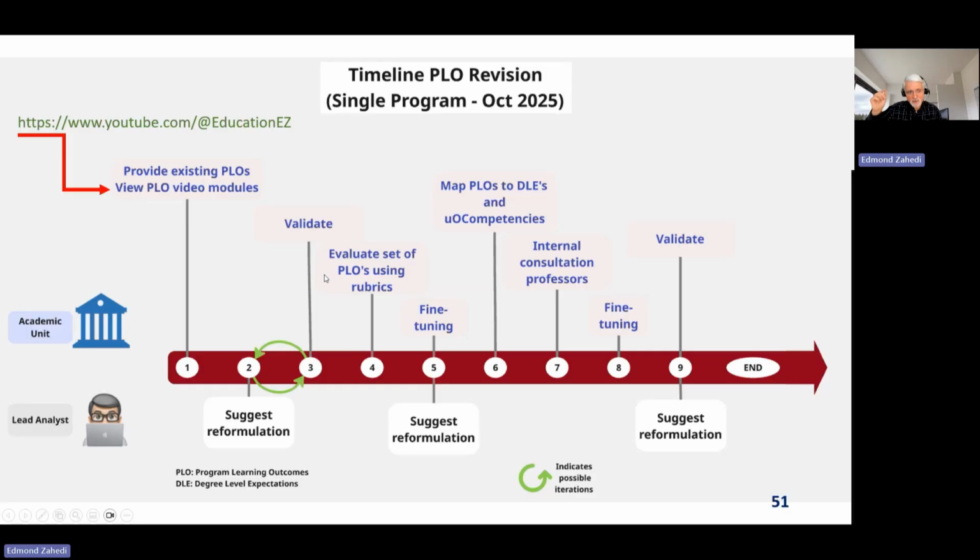Finally, you have the final word. This is extremely important to note. It's you who will validate these PLOs, and you will sign off and say that these PLOs are what I intend students to be capable of at the end of the program. That is extremely important. So once we are at this stage, we enter the stage of using our rubrics.